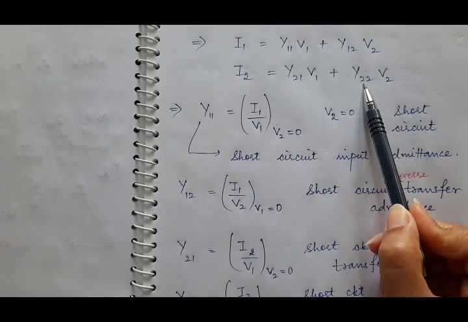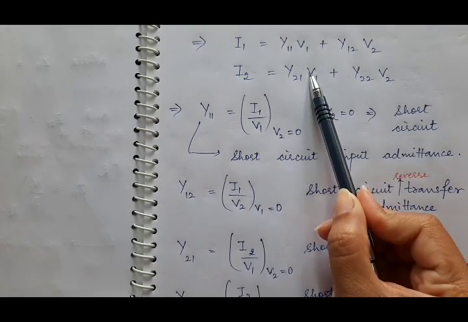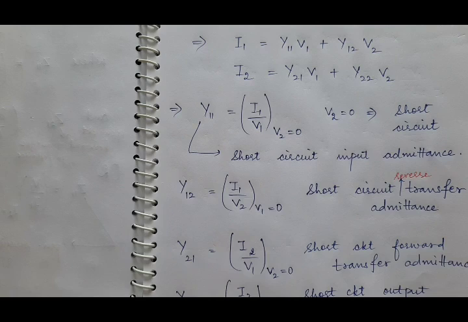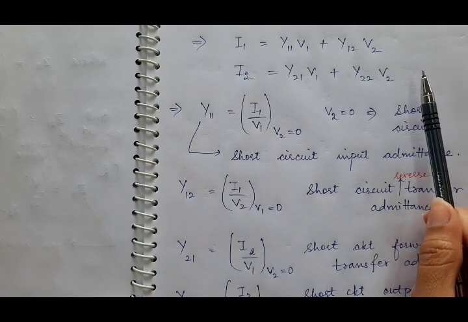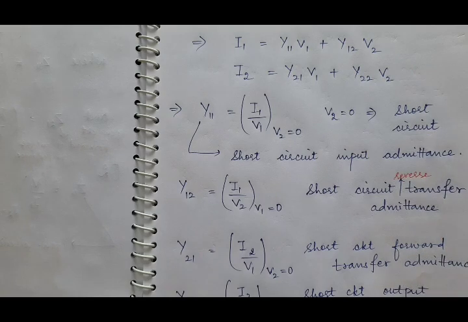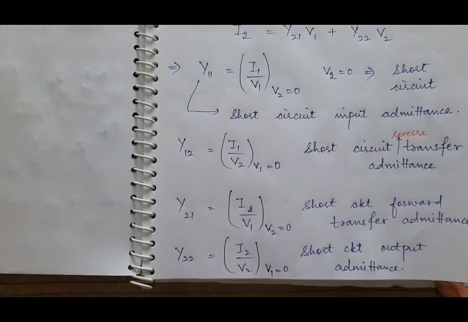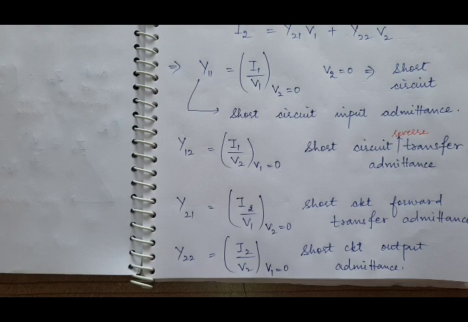Then what about Y22? Make V1 equal to 0, which means again the input port is short circuited. So short circuit, I2 by V2 means output, and I by V means admittance. So it is the short circuit output admittance.